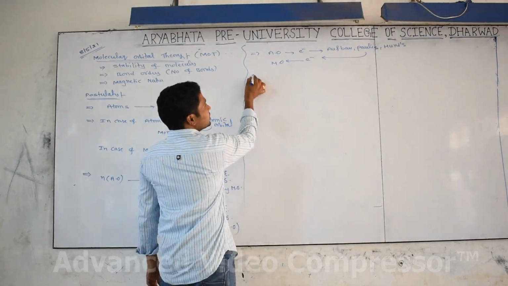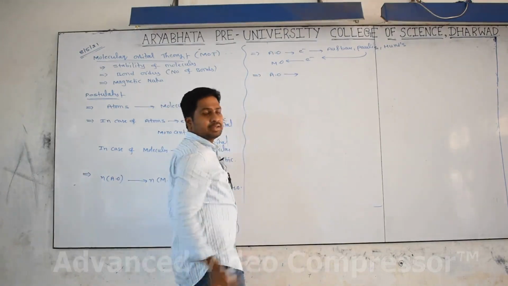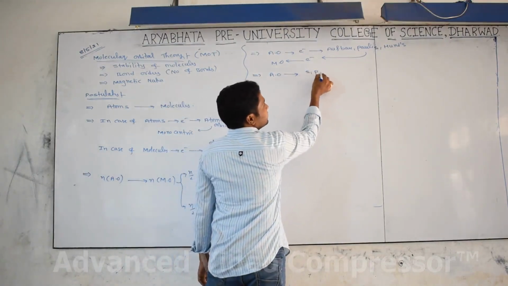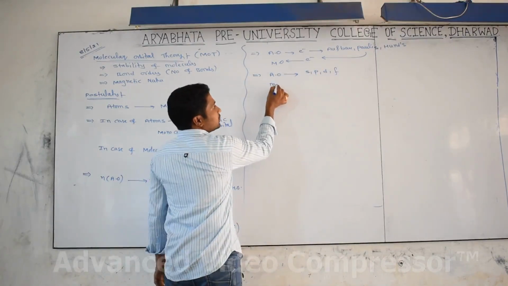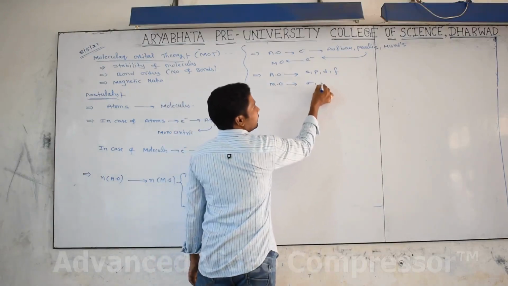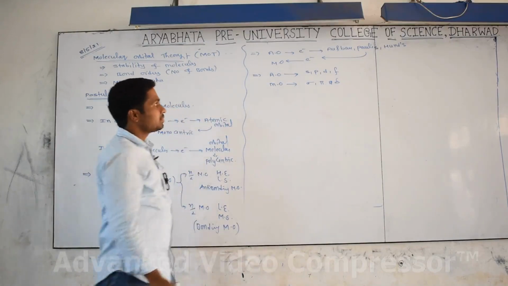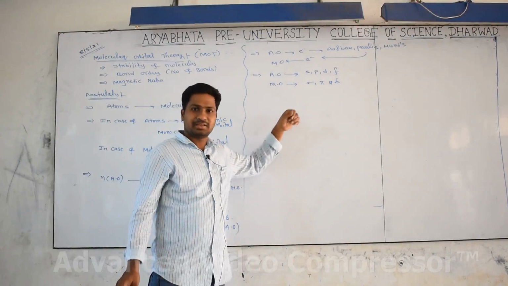And we will see some other things. Atomic orbitals are denoted by special representations, namely s, p, d, f. But molecular orbitals are denoted by special representations: sigma, pi and delta. Okay, we'll continue in the next class. Okay? Yes.